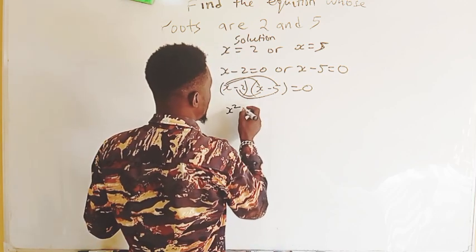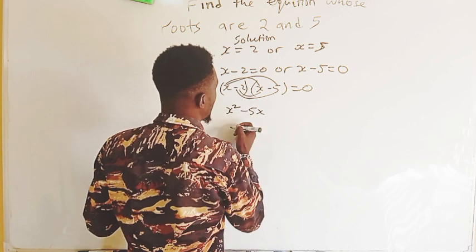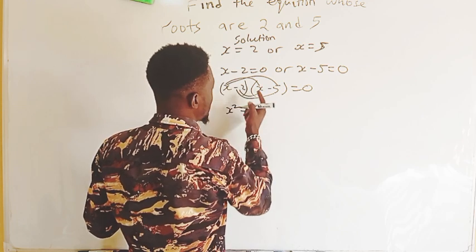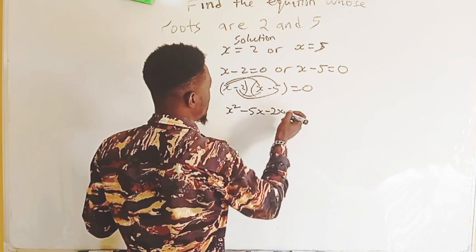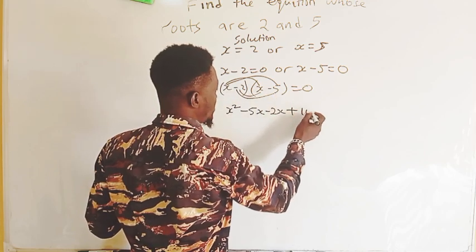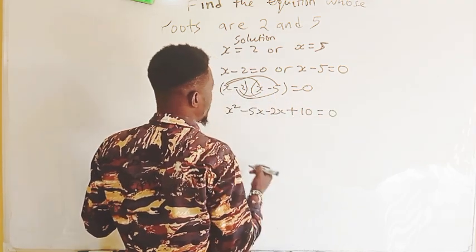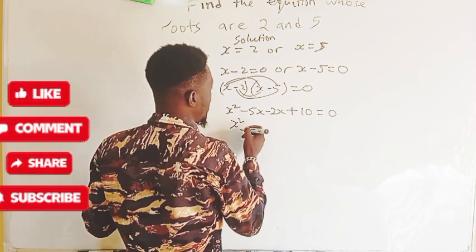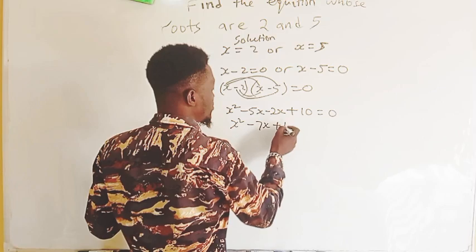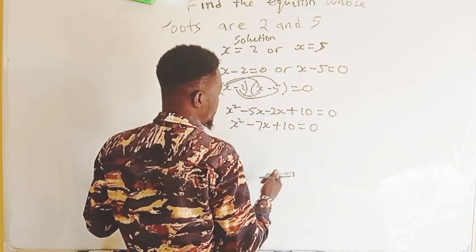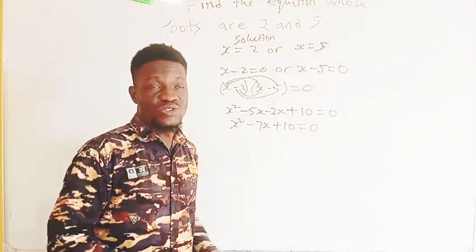So in that instance, we say x times minus 5 is minus 5x. Minus 2 times x is minus 2x. Minus 2 times minus 5 is plus 10. Everything is equal to 0. So x squared minus 5x minus 2x is minus 7x, plus 10 is equal to 0. So this is the required equation for this question.